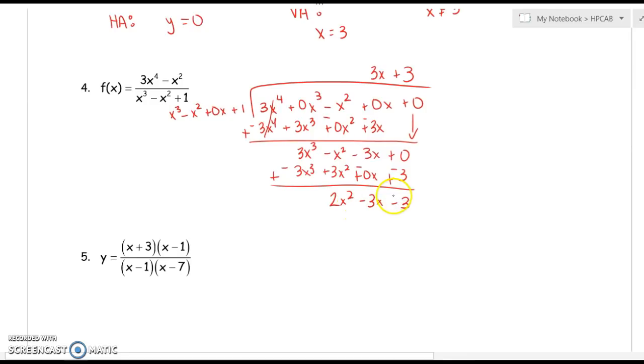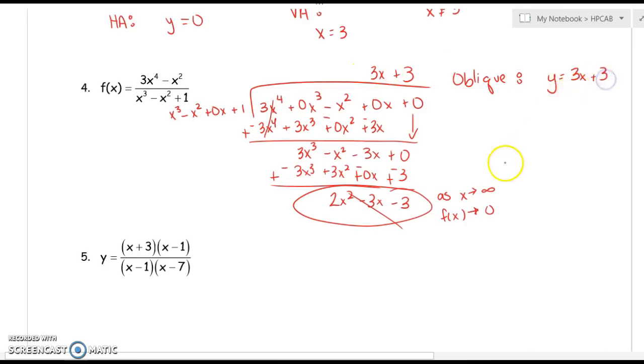All right, now this is your remainder, but again, remember, as x approaches infinity, this thing is going to approach 0, so it's not really important. You don't really need this part. This is the part that's important. So instead of a horizontal asymptote, since this is linear, that's going to be called an oblique asymptote. And the oblique asymptote is going to be following this line, y equals 3x plus 3.